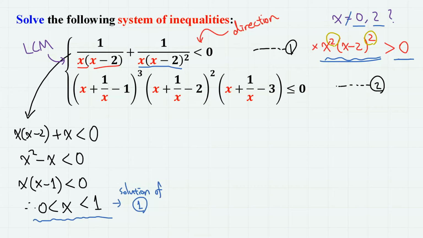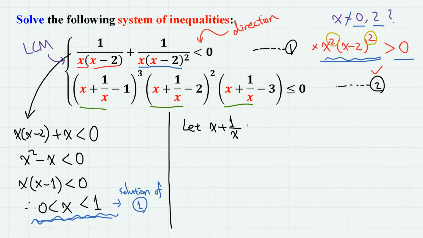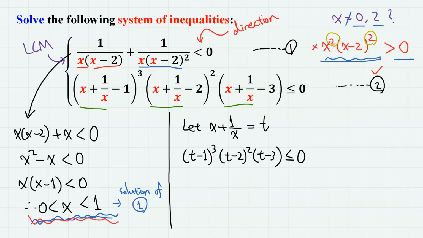So we have this. Now, when solving the second inequality, using this range obtained from the first inequality can be helpful. The second inequality contains common terms x plus 1 over x, so let us substitute x plus 1 over x as t to simplify the given inequality. Then we have (t minus 1) cubed times (t minus 2) squared times (t minus 3) is less than or equal to 0. Now let's make good use of this result.